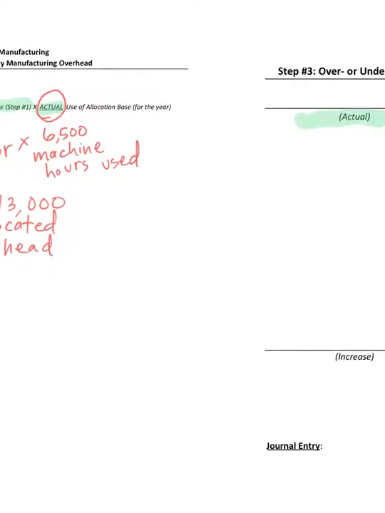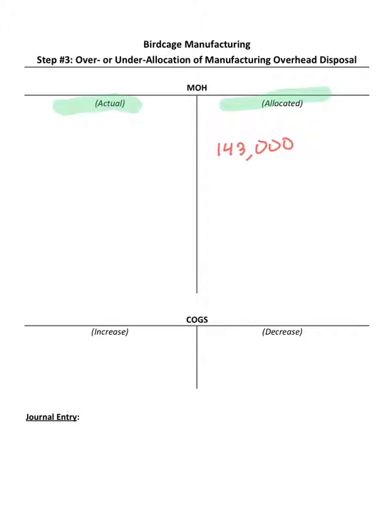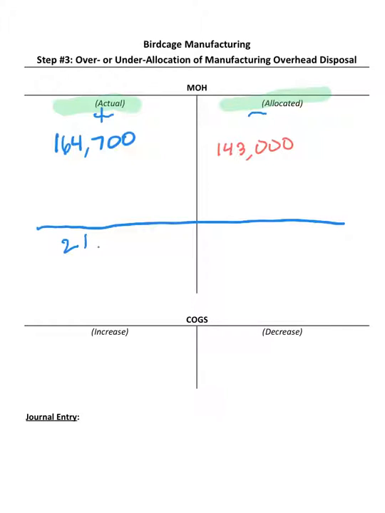Total actual overhead. Now we're going to take that back to our overhead T account and put it in on the debit side, which is where the actual overhead costs go. So here on our debit side, we will put $164,700. Now let's calculate the ending balance in the manufacturing overhead T account. So we have $164,700 on the positive side, the debit side. Then we'll subtract $143,000 on the credit side, which gives us an ending balance of $21,700 on the debit side.